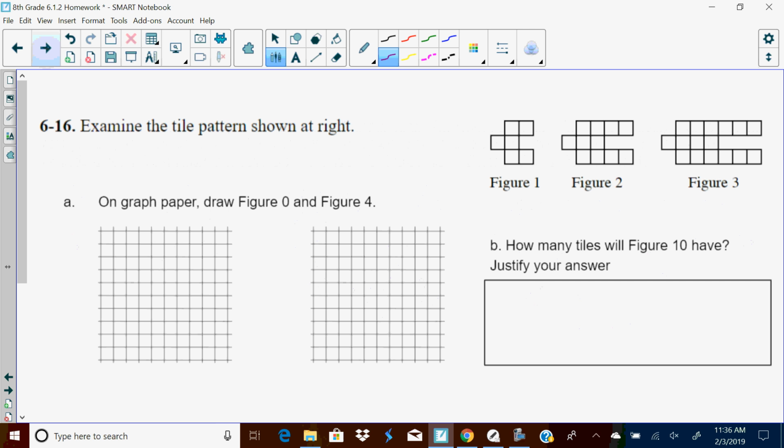616, examine the tile pattern shown at right. Draw figures 0 and figure 4. So for figure 1, I noticed that each time we're adding 2 to the top and 1 to the middle. So to get to figure 0, I would take 2 away and 1 in the middle. So it would just be 1 tile. And then for figure 4, we'd have to start with figure 3. So it has 1, 2, 3, 4. So it's going to have 5.